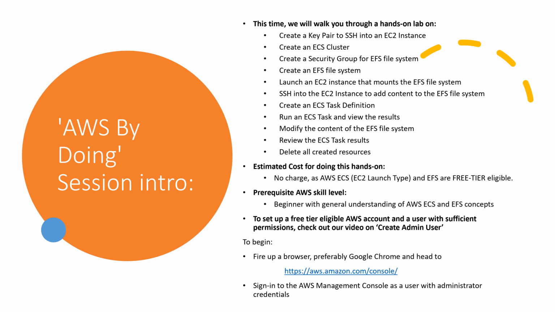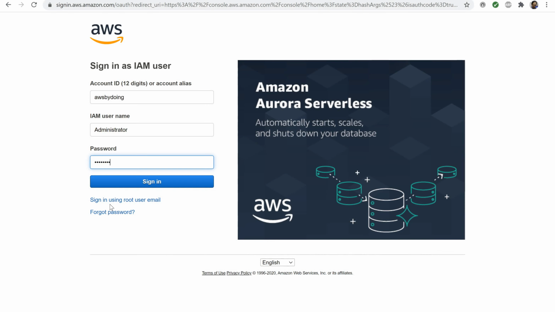This hands-on uses Amazon EFS file systems with Amazon ECS. The following hands-on helps you get started using Amazon EFS with Amazon ECS. First, we create a key pair. For Amazon ECS, a key pair is needed if you intend on using the EC2 launch type.